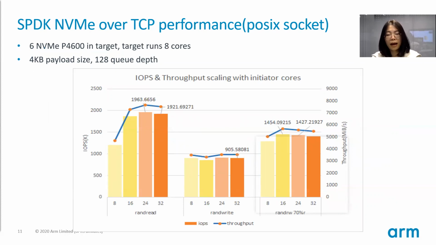This is the IOPS and I/O throughput with 4 kilobyte payload size and queue depth 128. The SPDK target runs on only 8 cores. For random read, we can achieve about 1.9 million IOPS with 24 initiator cores, for random write we can achieve 0.9 million IOPS, and for mixed random read and write with 70% random read, we can achieve 1.4 million IOPS.